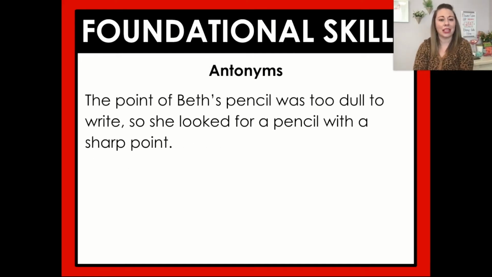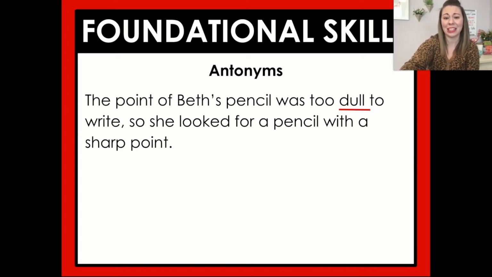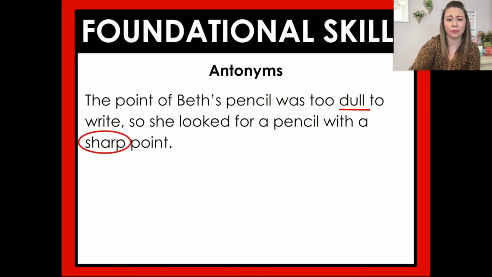So another example: the point of Beth's pencil was too dull to write. So she looked for a pencil with a sharp point. So again, they're both talking about the points of the pencils, but one is dull and one is sharp. So if I'm not sure what the word dull means, I can see that there's an antonym. If she doesn't want a dull pencil, she wants a sharp pencil. Oh, well, dull must mean the opposite of sharp. No one likes a dull pencil, right? We like to have a nice point on our pencil.